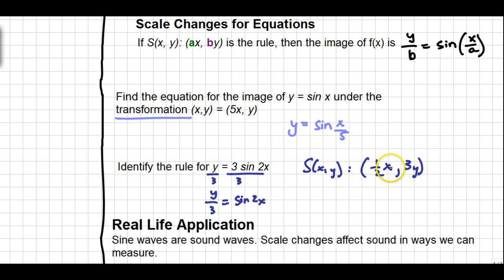So the rule is (a half x, 3y). Could also say (x divided by 2, 3y). Multiplying by a half and dividing by 2 are indeed the same thing. So know that you could have the rule in either fashion.